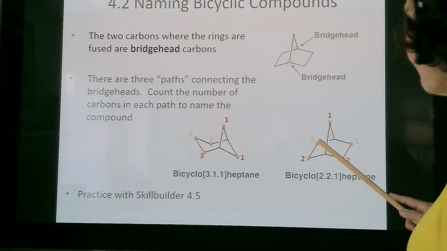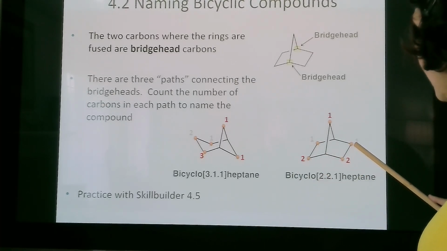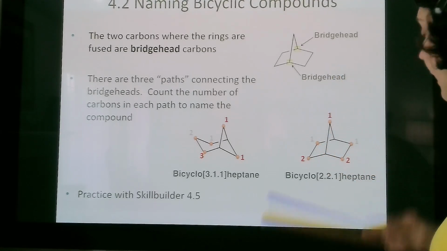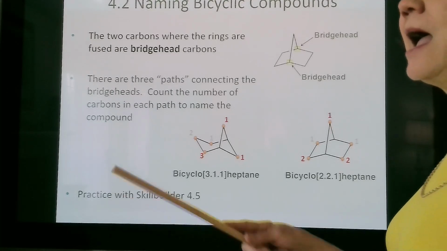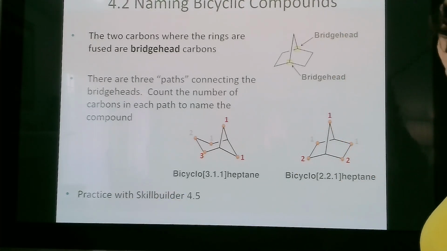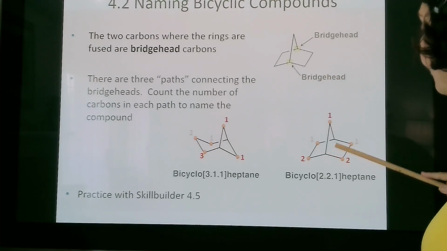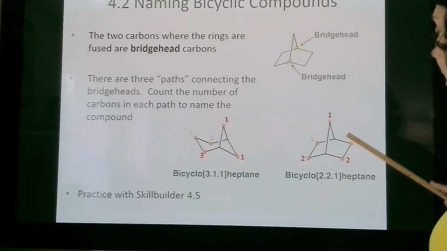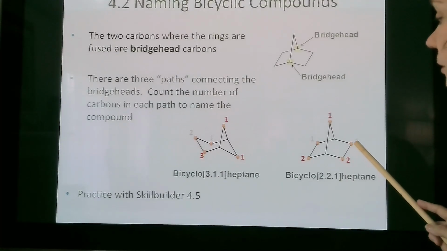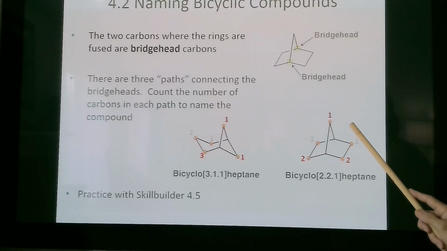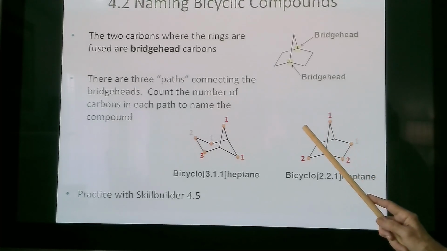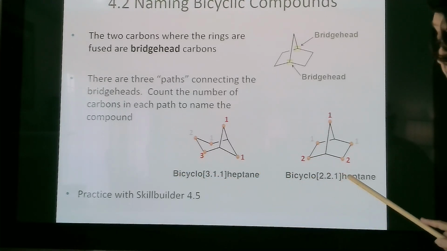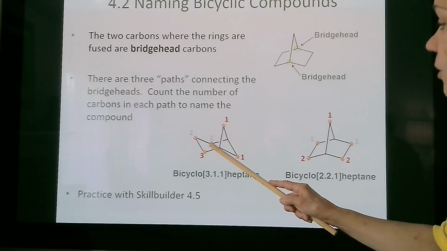Bicyclo goes in front of the name. And so this is 1, 2, 3, 4, 5, 6, 7. It's going to be a something, something, something heptane. And you can see that this has 2 fused rings. So this is going to be a bicycloheptane. And now you have to be able to tell exactly the sizes of the bridges, because this is a bicycloheptane as well. So you have to be able to differentiate between these 2.